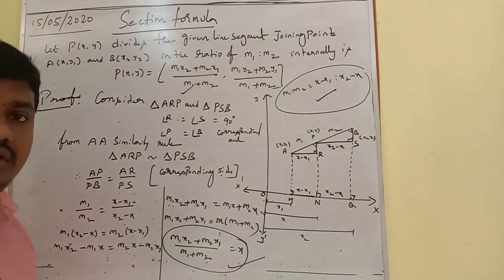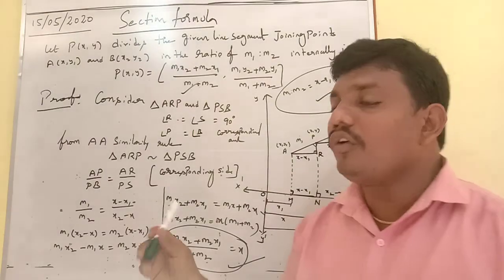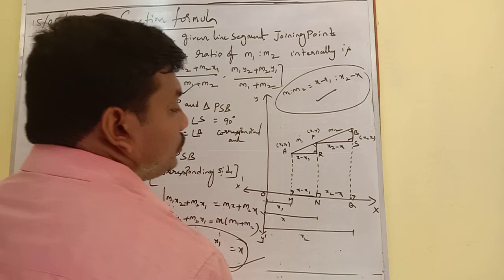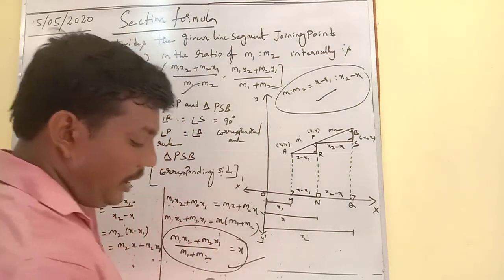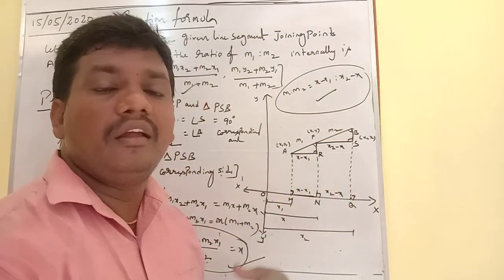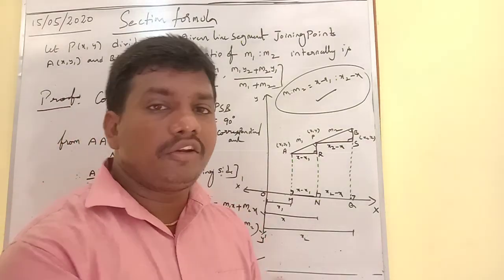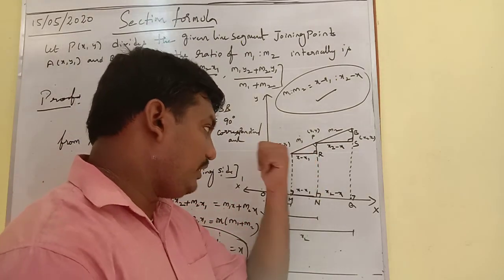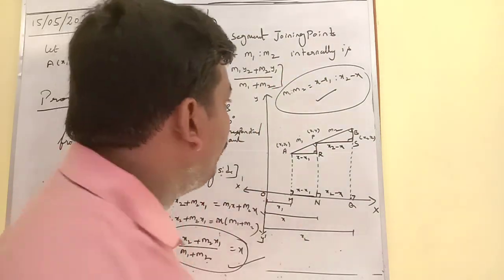In the same way, similarly, we can find the y coordinate value also. To find the y coordinate values, we need to draw the projection of the line on the y axis. I took the projection of lines on the x axis, that's the reason I got the x coordinate values. Students, you have to verify: with the projection of points on the y axis, we can get the y coordinate value.